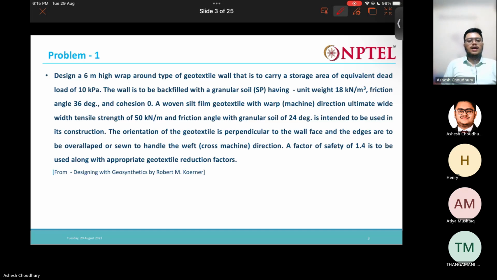And this is the interaction property. The friction angle between the geotextile and the soil, that is this poorly graded sand, is 24 degrees. It is roughly two-third of phi, that is 36 degrees, two-third of 36 being approximately 24 degrees. So the friction angle between the geotextile and the soil is 24 degrees.